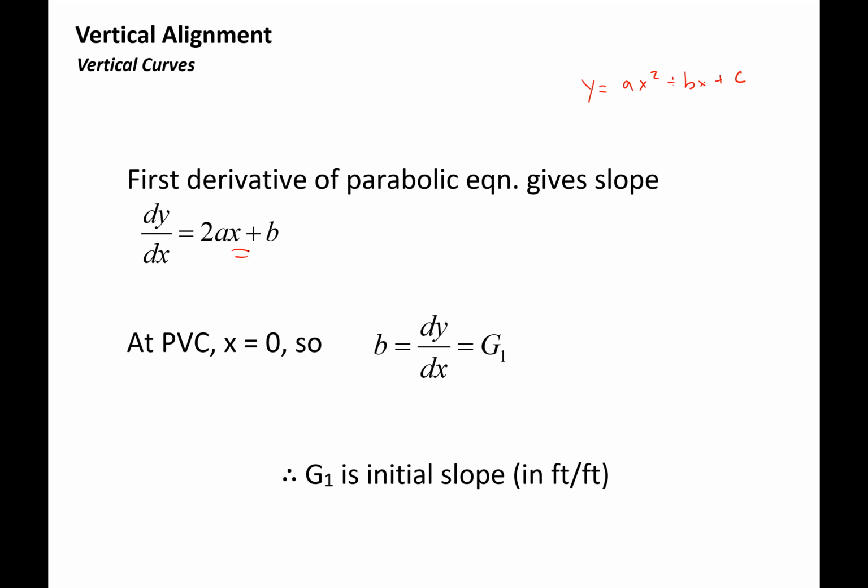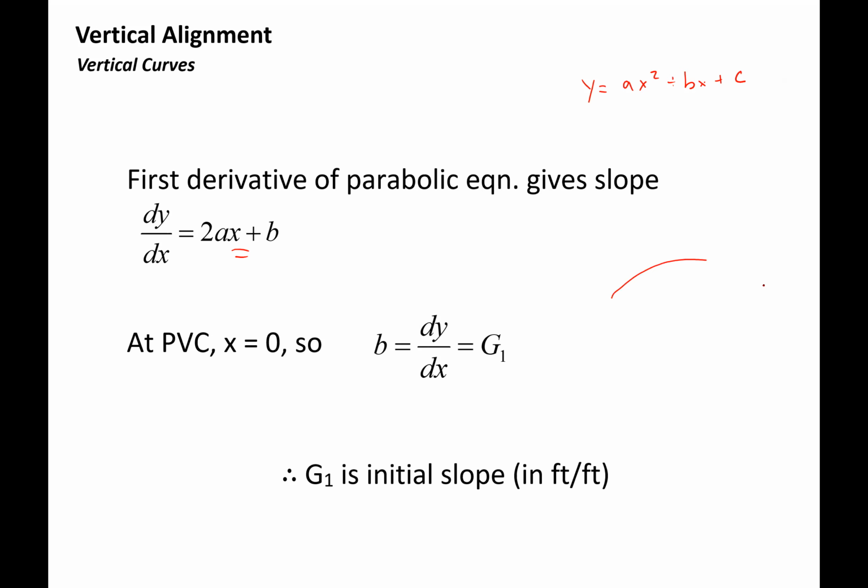And when we take the derivative of a curve, the function we're left with represents the slope, right? So this function here, dy/dx, is going to tell us what the slope is at any point on the curve when we specify a value of x. And remember that x is the distance that we've moved away from the PVC. So we know that when x equals 0, we're located at the PVC, right?